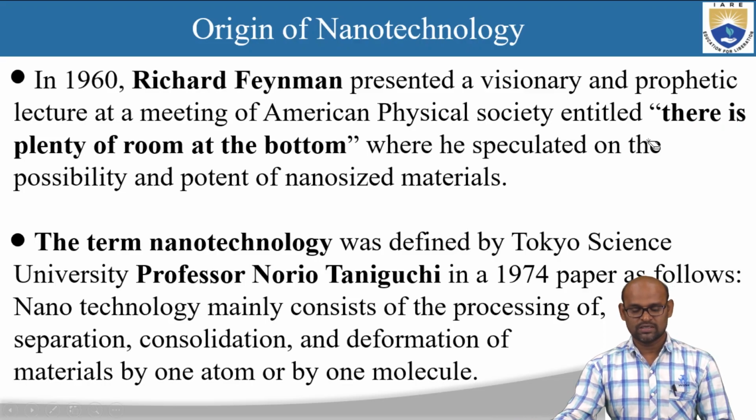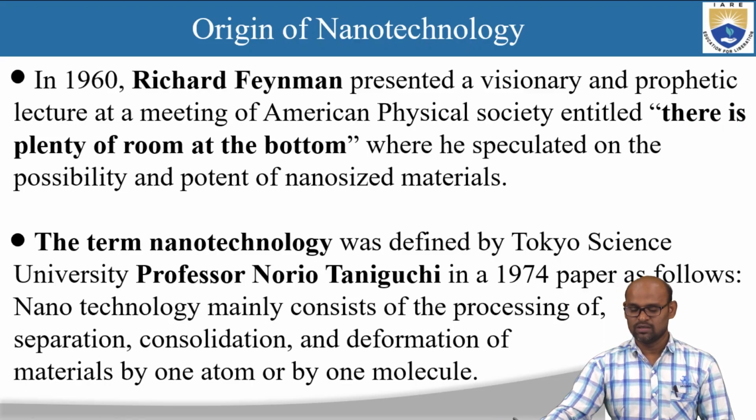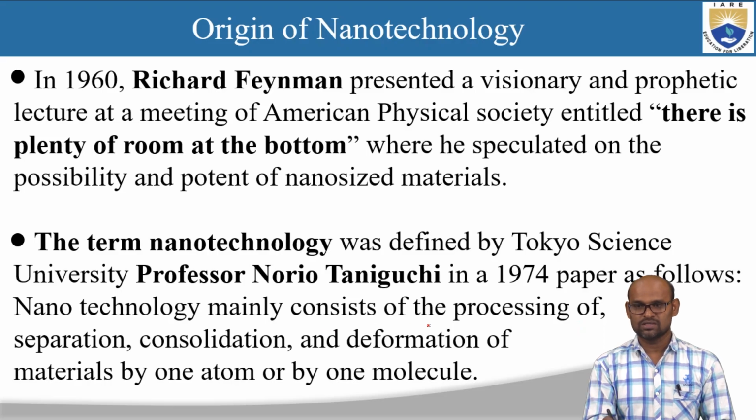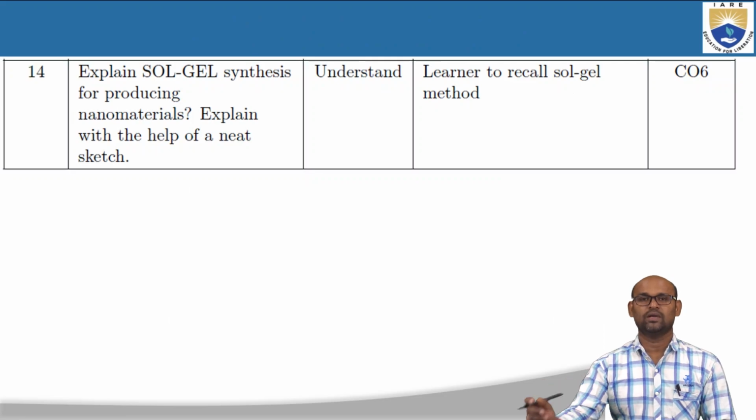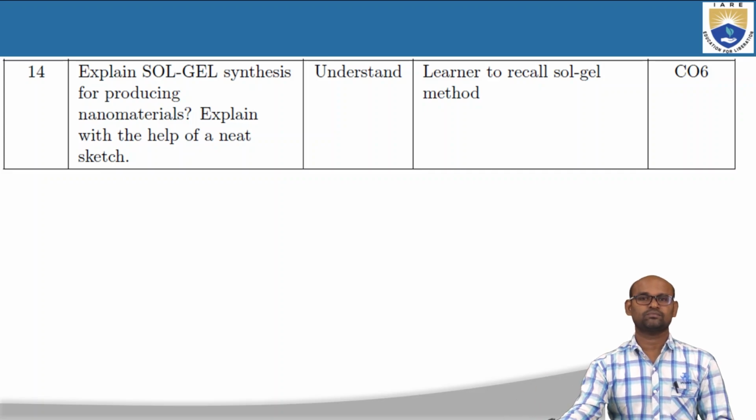The term nanotechnology was defined by Tokyo Science University professor Norio Taniguchi in 1974 as follows: nanotechnology mainly consists of the processing of separation, consolidation and deformation of materials by one atom or by one molecule. That is how this professor defined the term nanotechnology. So we have basically discussed what nanoscience and nanotechnology are in detail.